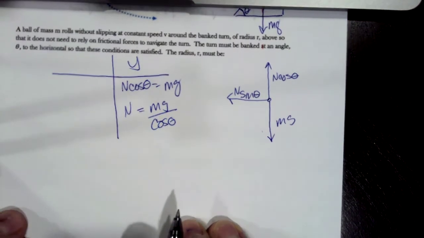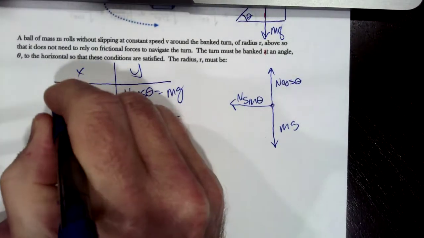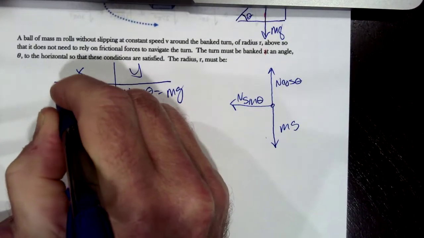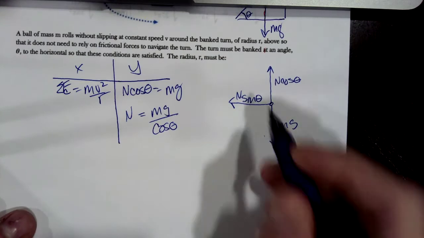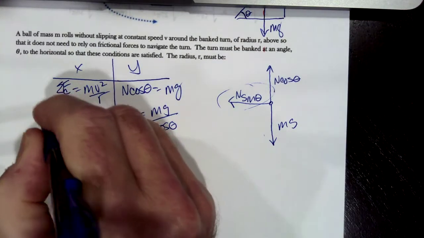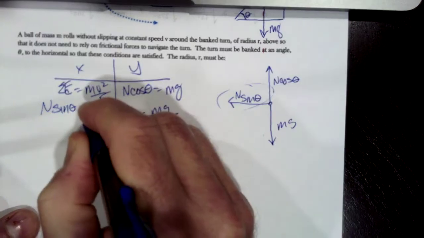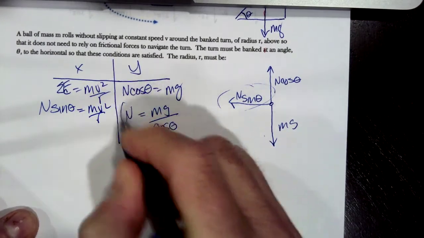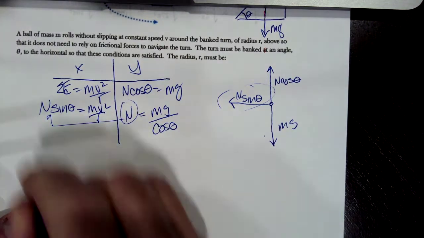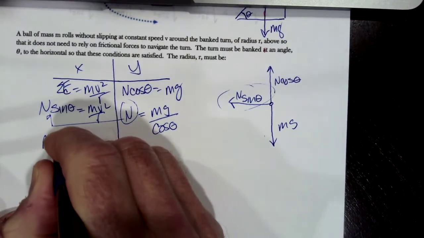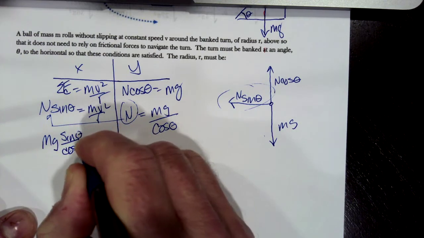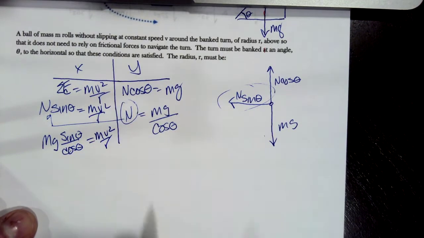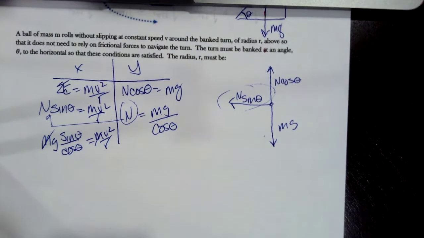Now on my centripetal axis, your x-axis, different story. The centripetal force is going to be mv squared over r. That's the formula for it. You have one thing on the centripetal force, that is n sine theta. It has to be equal to mv squared over r. Goes in right there. You end up with mg sine theta over cos theta equals mv squared over r. At this point I can get rid of the m's. What am I solving for? Radius? Okay.